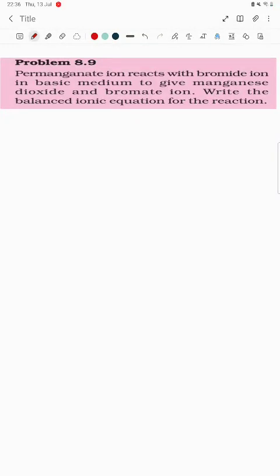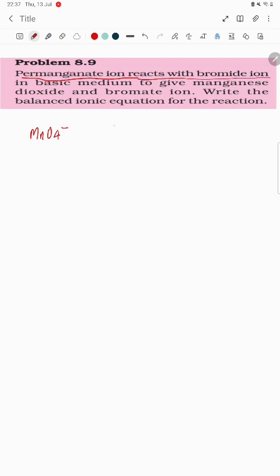Hello student, let's try to answer one more question that is also asked by my student. In basic medium he is facing the problem. What is there student? Permanganate ion. Permanganate ion means what student? This is MnO4 minus ion student.